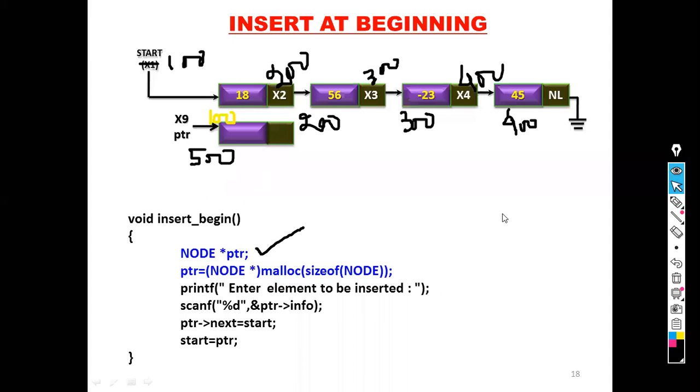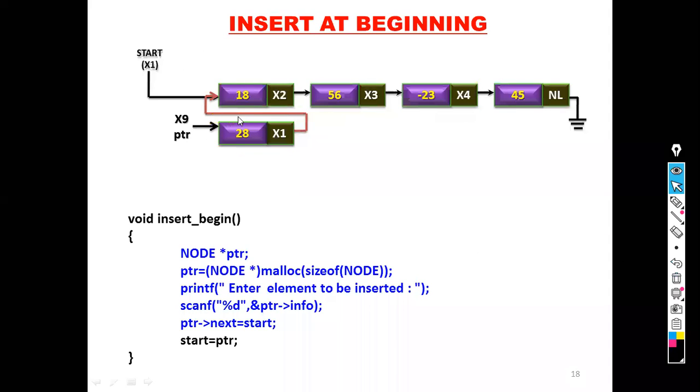Right. So the next statement is enter the element to be inserted. So by the ptr arrow info, you have to enter the element. The element equal to 28. 28 is inserted in the information part of the node. Okay. Then ptr next equal to start. You see here ptr next equal to start.